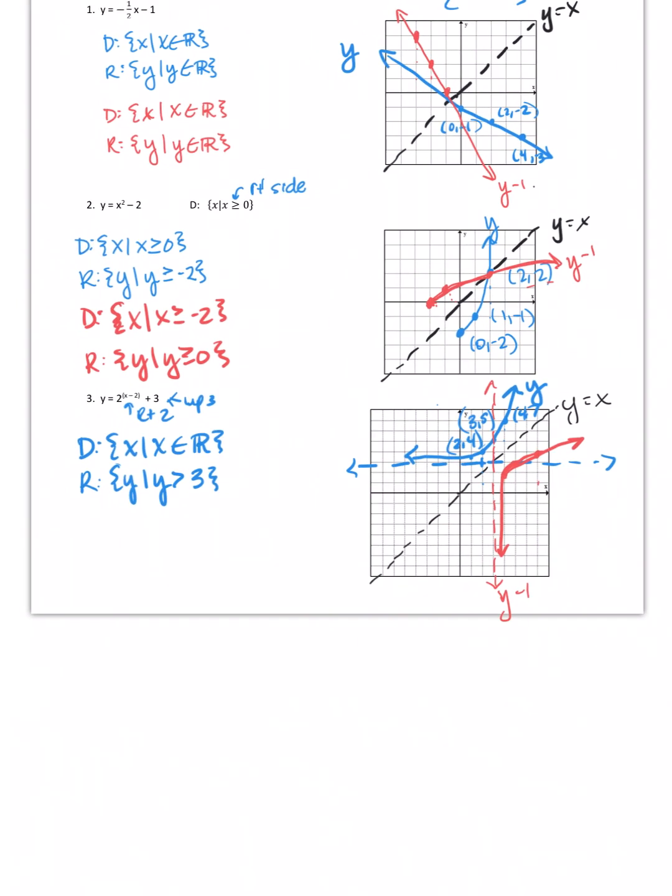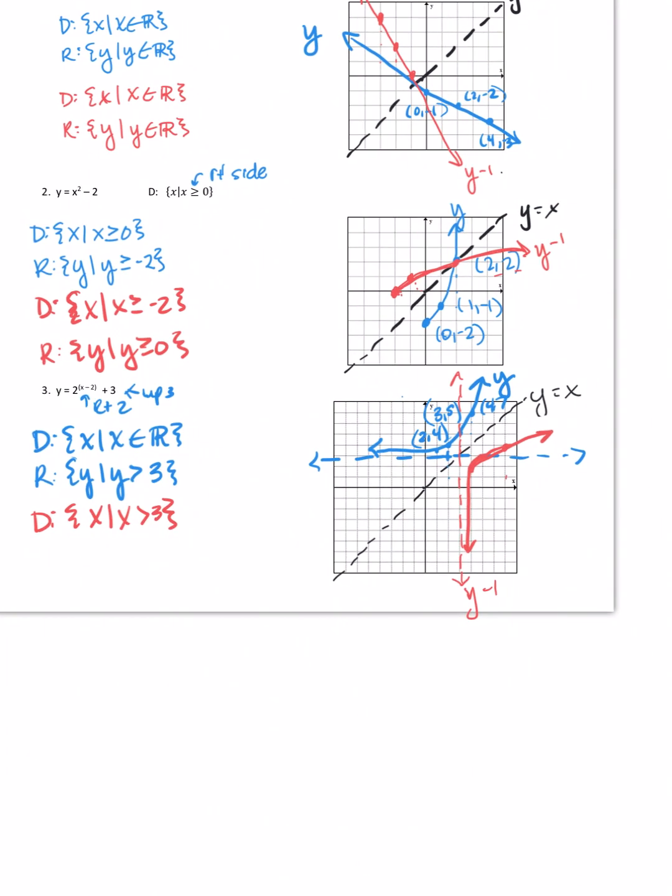Now let's go back. Now our domain of the inverted should match the range of the original. So x such that x is greater than 3. Now let's go back and look. Is that true? Well, we moved our asymptote to 3. It can't equal 3, so it's everything greater than 3. So that does work. It matched correctly.